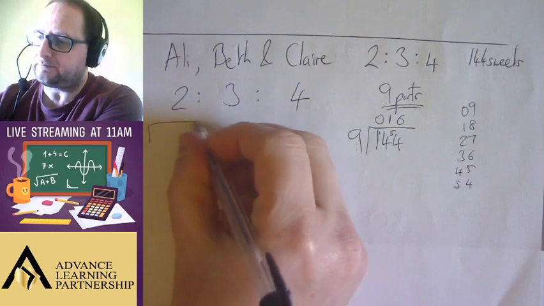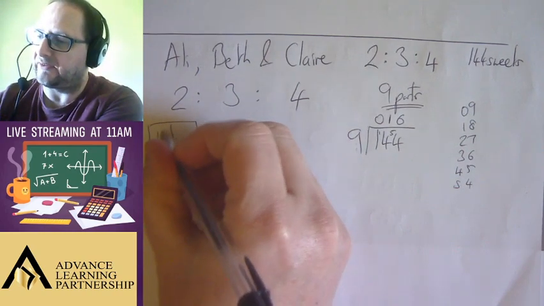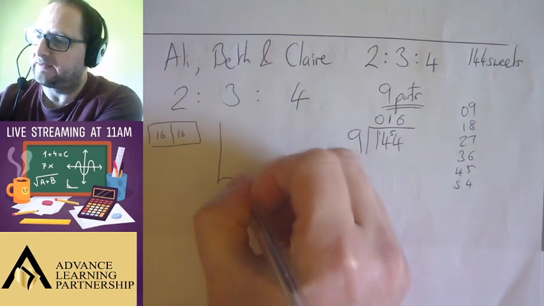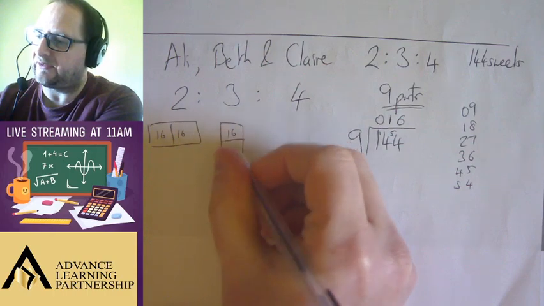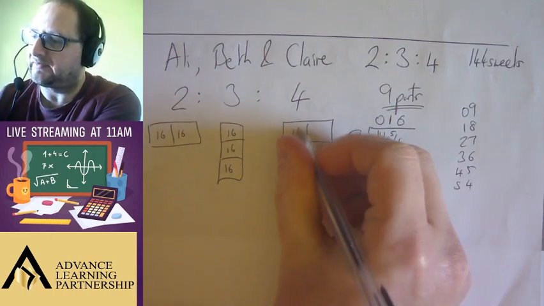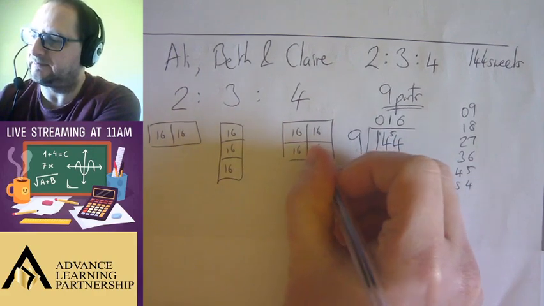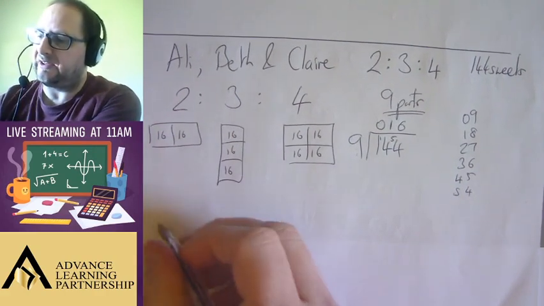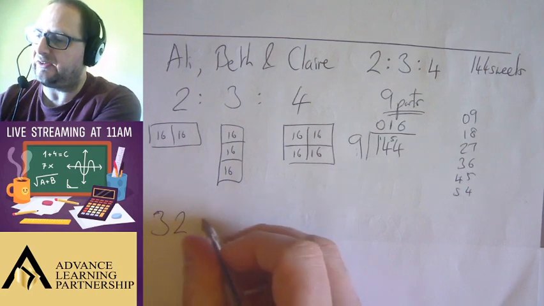So, these 2 parts both get 16. These 3 parts get 16. And these 4 parts get 16. So Ali gets 2 16s, which is 32 sweets.